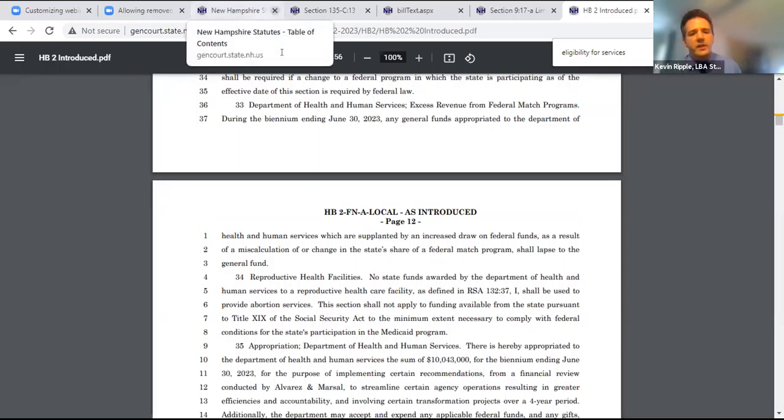Section 33, starting at the bottom of that page, states that any general funds appropriated to HHS or supplanted by increased federal funds would lapse to the general fund. So for example, say the department budgeted certain Medicaid services at 50% general fund, 50% federal funds, and federal funds came in at 60% instead. There was an enhanced federal match. That difference under this provision would lapse directly to the general fund, staying within the department.